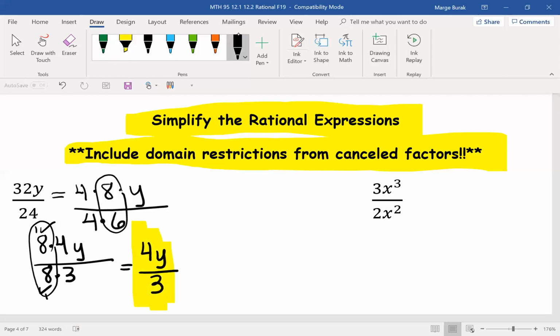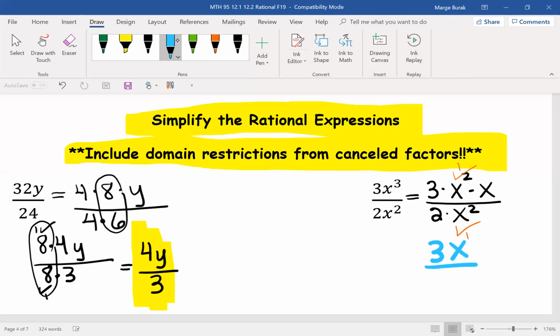All right, let's take a look at this one over here. The 3 and the 2 have no common factors, but this could be rewritten as x squared times x, because x to the third is x squared times x. And the reason I'm doing that is so I can see that, oh yeah, I can cancel this x squared and this x squared into 1 divided by 1.